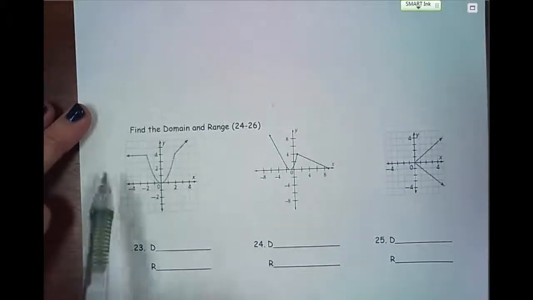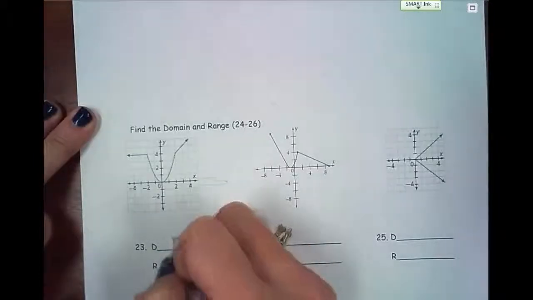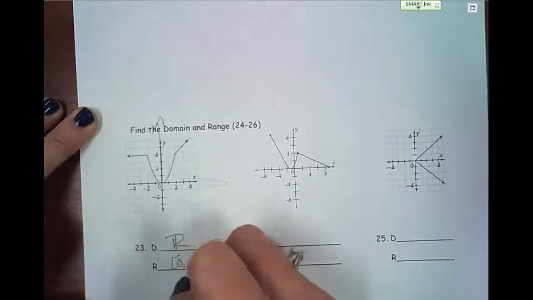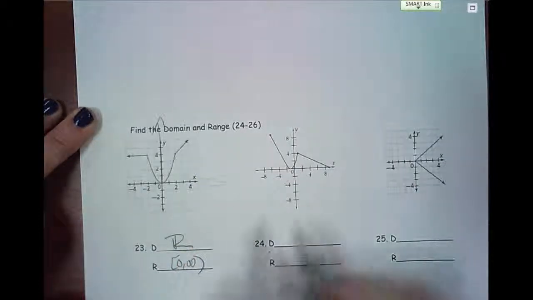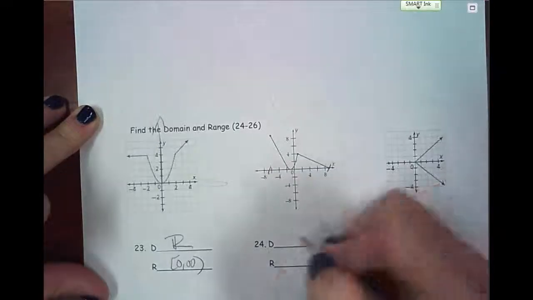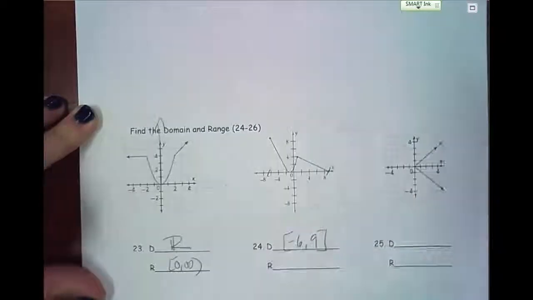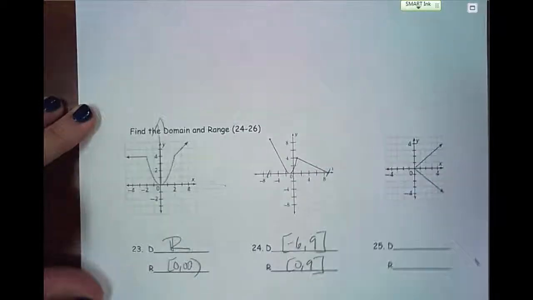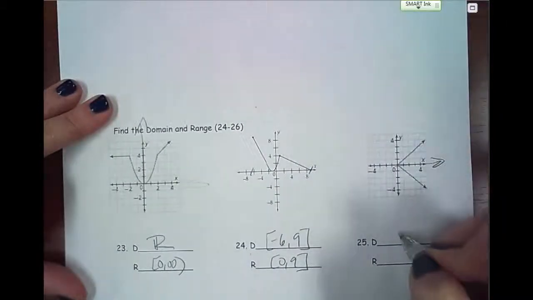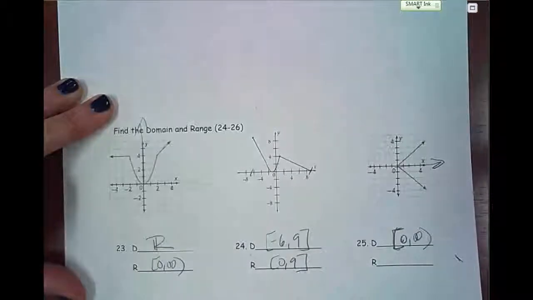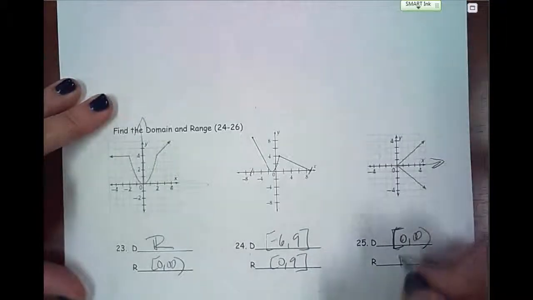Domain and range. The x values here would be all real numbers. The range would be from 0 up. The domain here looks to me like it's about -6 all the way to maybe 9. And the range goes from 0 to 9. Domain here is from 0 to infinity. And the range, all real numbers. All right, that's it.